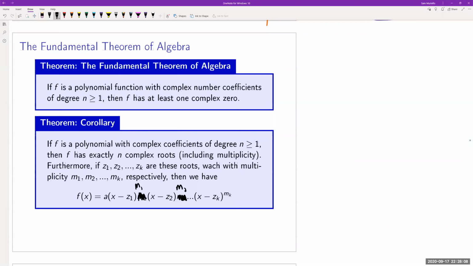This theorem is huge. You can take any polynomial, factor it out, and the factorization will be unique. There's only one way to do it. This is a very powerful theorem, but it does have one major drawback. This theorem simply tells us that the roots exist and the factorization exists, but it doesn't guarantee that we'll always be able to find it.